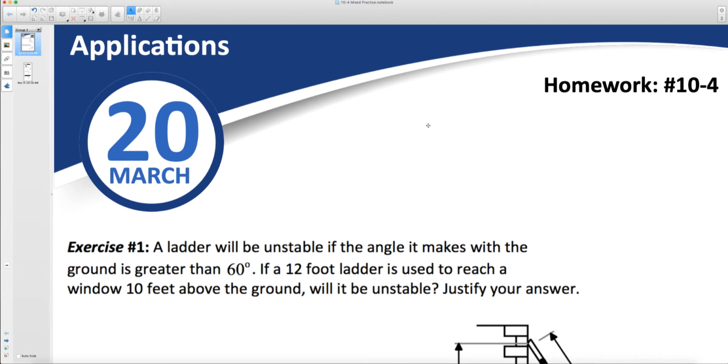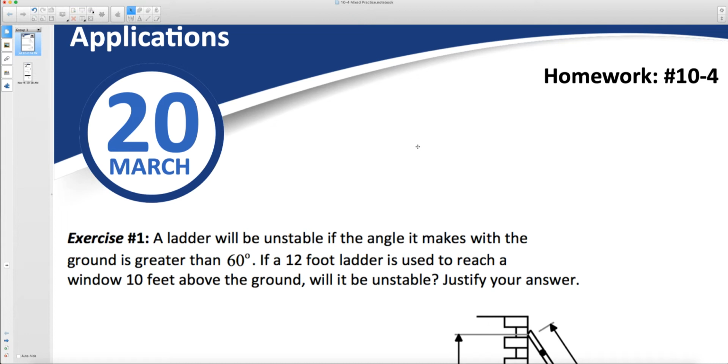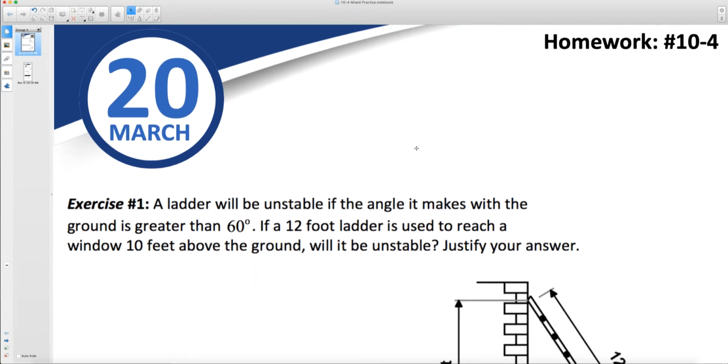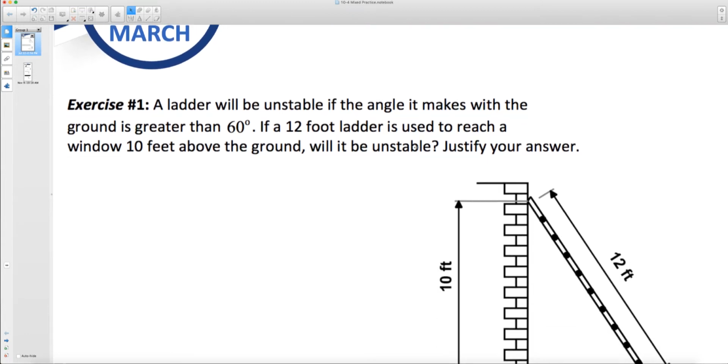Today's lesson, we're not learning anything new. It's just going to be word problems, so you should be okay with it. It's solving for sides and angles. We'll just go through a couple of questions. This is not going to be as long of a video. I might skip around a bit.